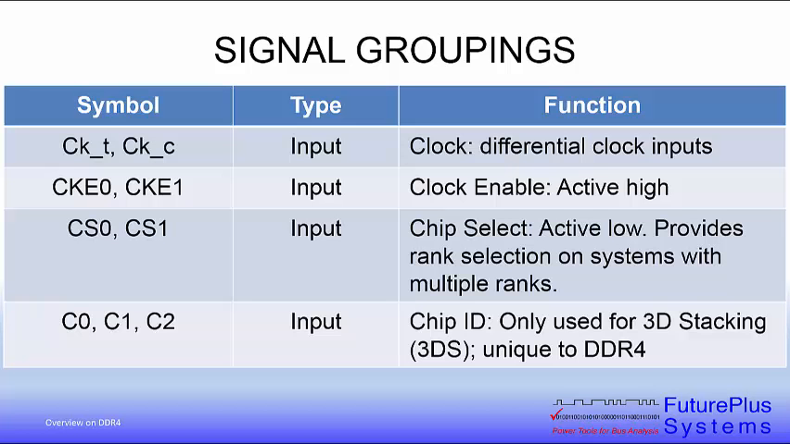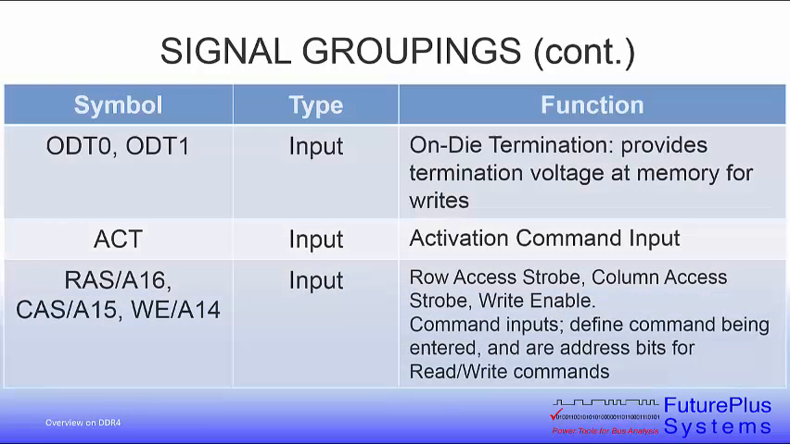C0, C1, and C2 stand for chip ID, which is only used for 3D stacking or 3DS. 3DS is unique only to DDR4. ODT0 and ODT1 stand for on-die termination, which provides termination voltage at the DRAM for write transactions.